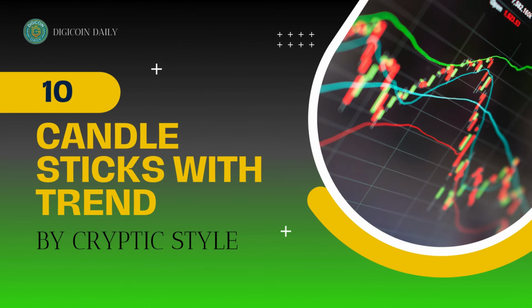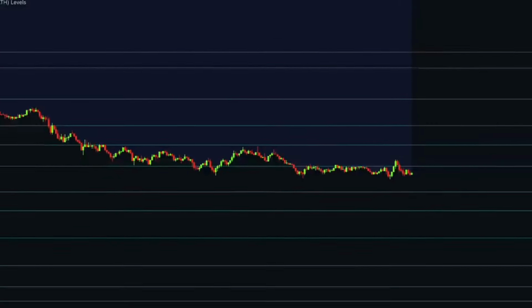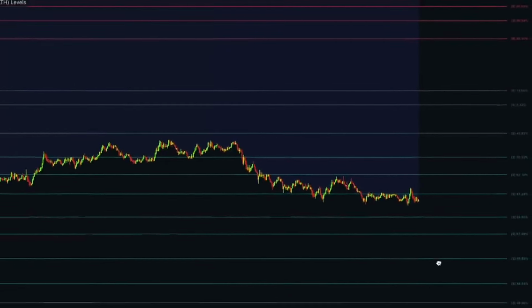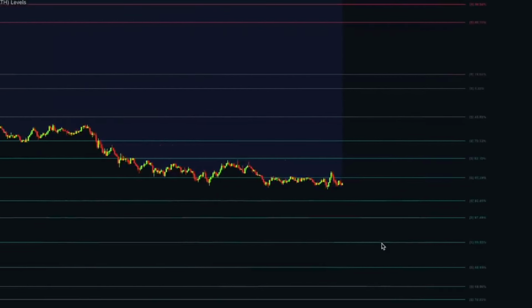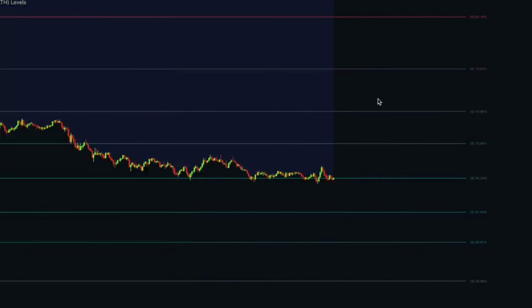The 10th indicator on my list is Candlesticks with Trend by Cryptic Style. This unique tool can be used as an alternative to traditional Japanese candlesticks and works well with most price action strategies. This indicator shows the real close of each candle by coloring the candle wick accordingly.